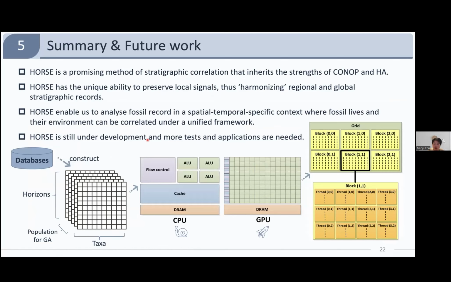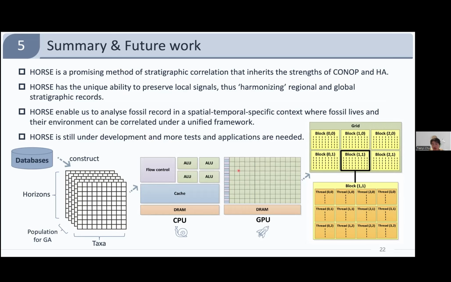To summarize, HORSE is a promising method that combines the global accuracy of CONOP with the local resolution of HA. Its key advantage, the ability to preserve spatially explicit horizon-level fossil information, could allow us to harmonize global and regional records in a single framework.